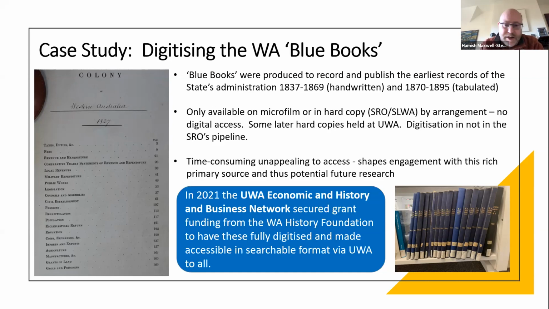But the question that I have is, in Tasmania, there are two files which represent the workings out of the Blue Books. They're called CSO 50 and CSO 49. And you have all of the rough draft material in those. Do such things exist in WA as well?